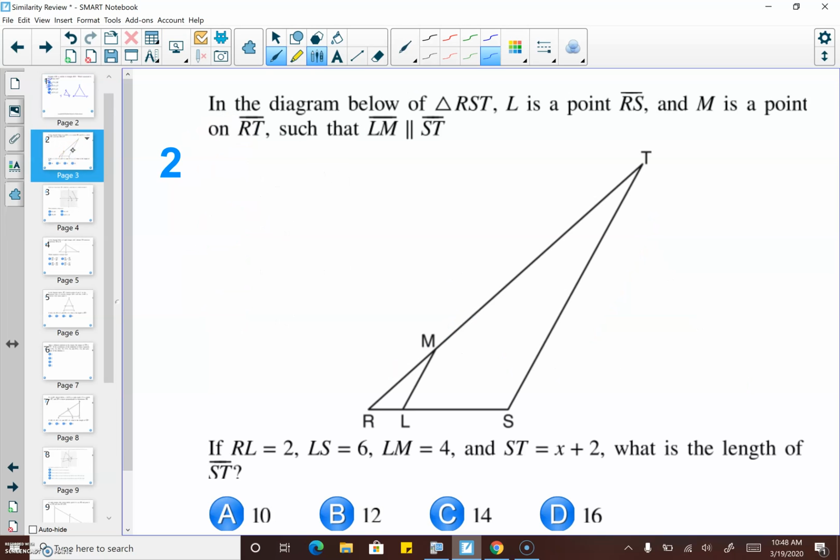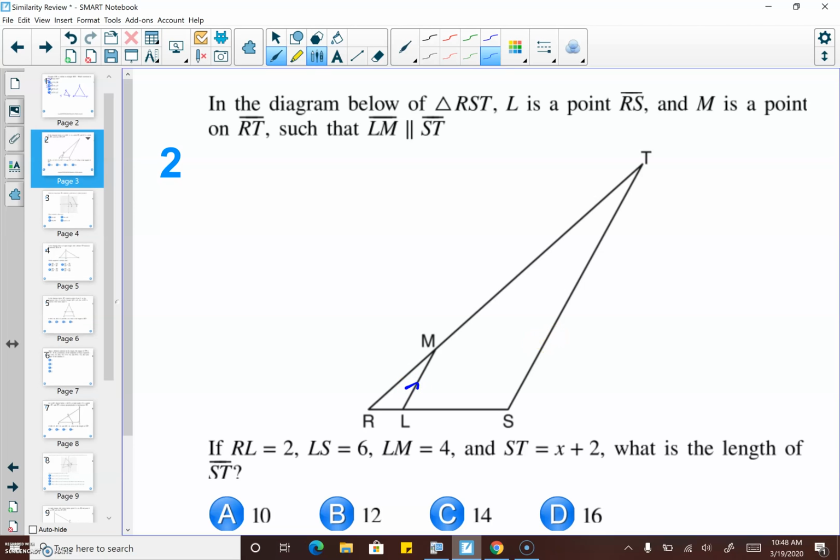In the diagram below of triangle RST, L is a point on RS and M is a point on RT, such that LM and ST are parallel. Basically what that tells us is we are probably going to set up a proportion. If RL is 2, LS is 6, LM is 4, and ST is x plus 2, what's the length of ST?